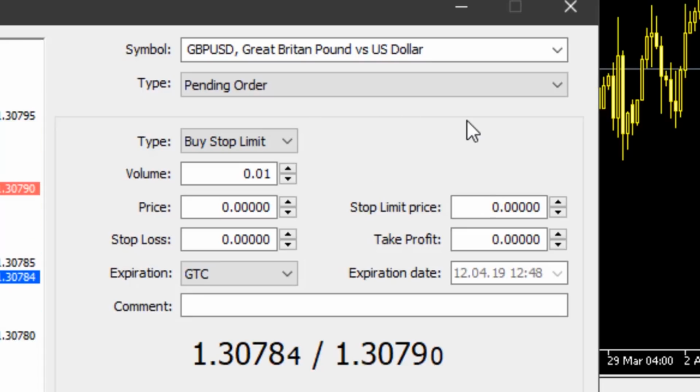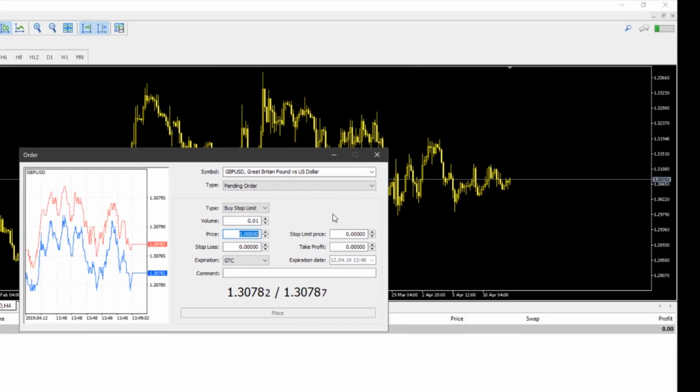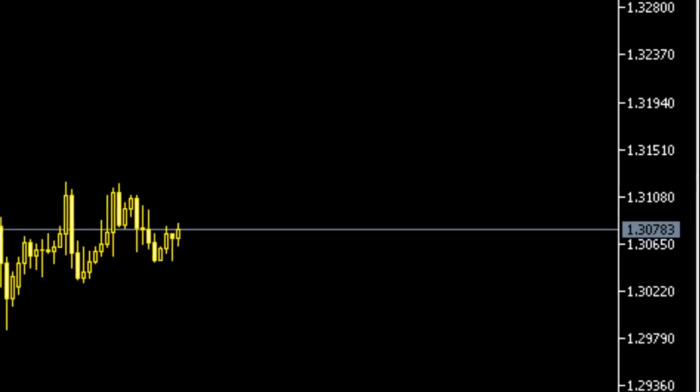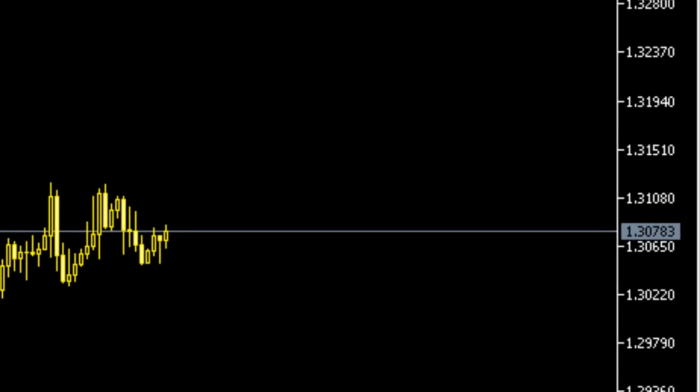What we're essentially doing with this order type, buy stop limit, is instructing MetaTrader to wait for a price to be reached that is currently above the current market price. So that's the first step. We have the price here on this chart as 1.307879.